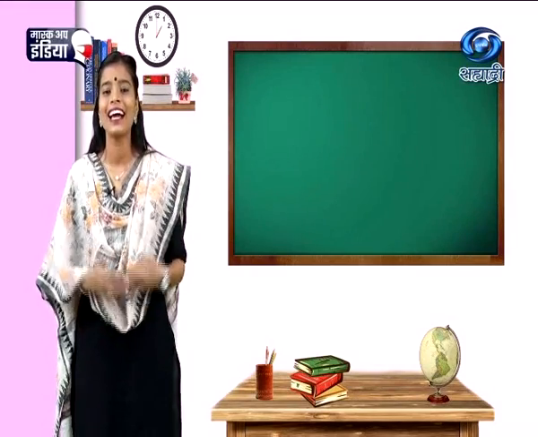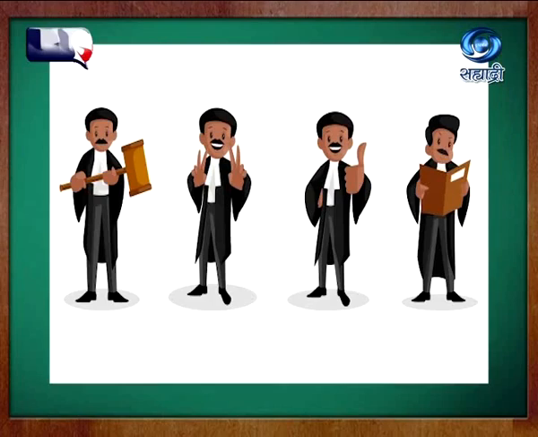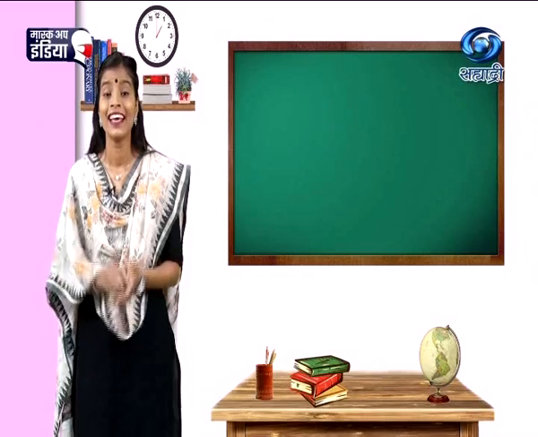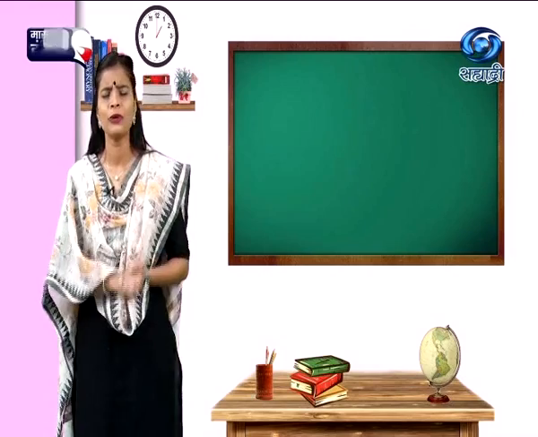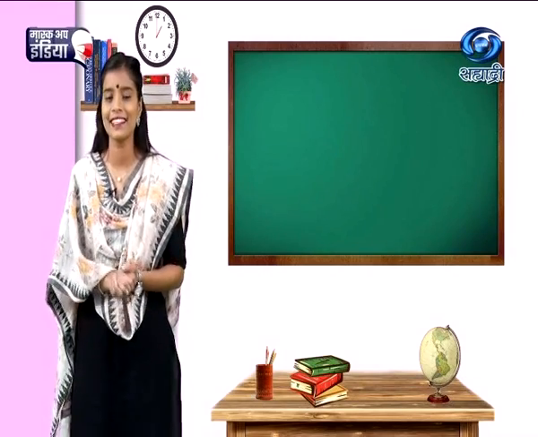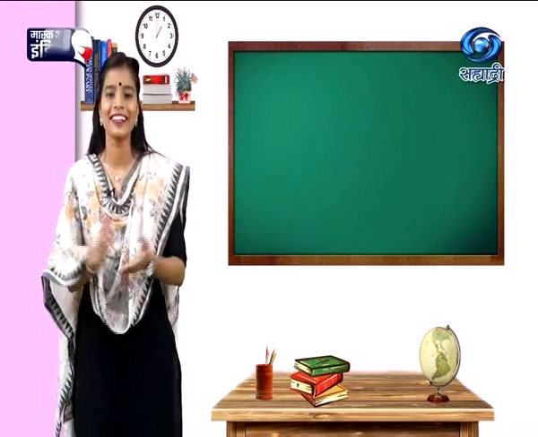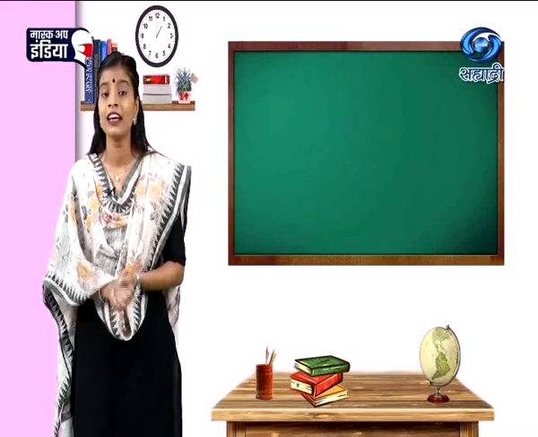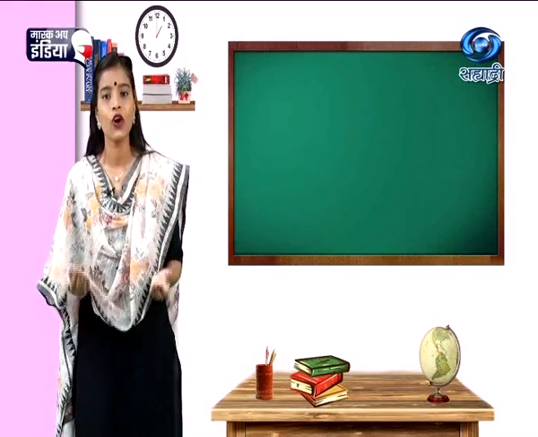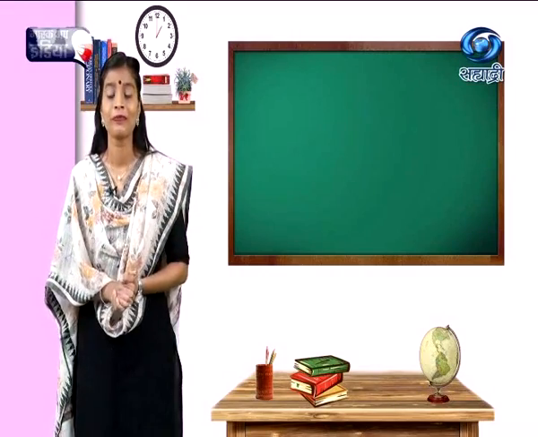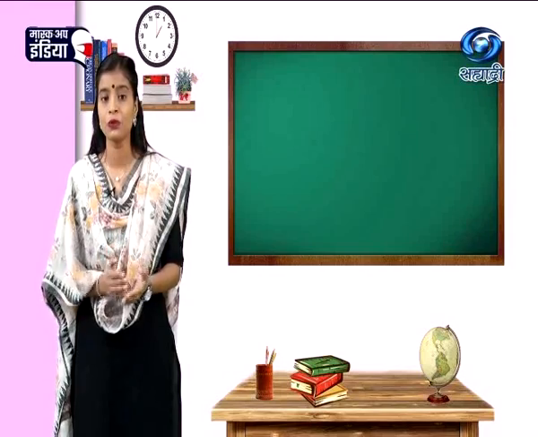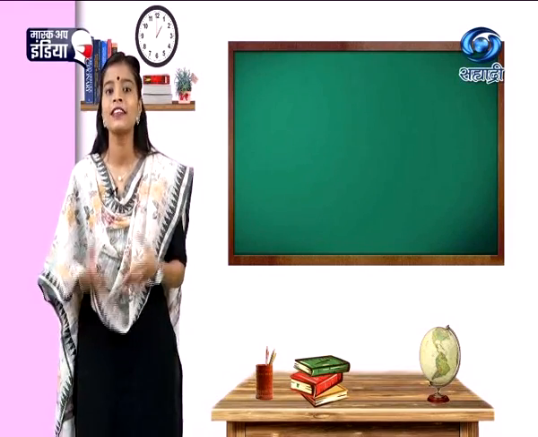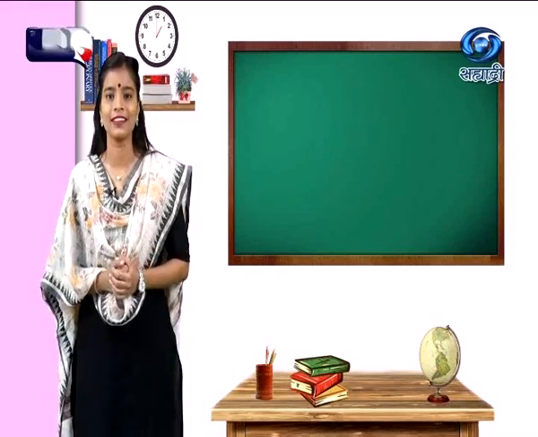Now, let's have a look at the next image. Alright, were you able to guess who was in this image? Yes, it was a lawyer. Do you know what does a lawyer do? A lawyer is the officer of the court. When there is a dispute, the lawyer tries to win the case for the person.